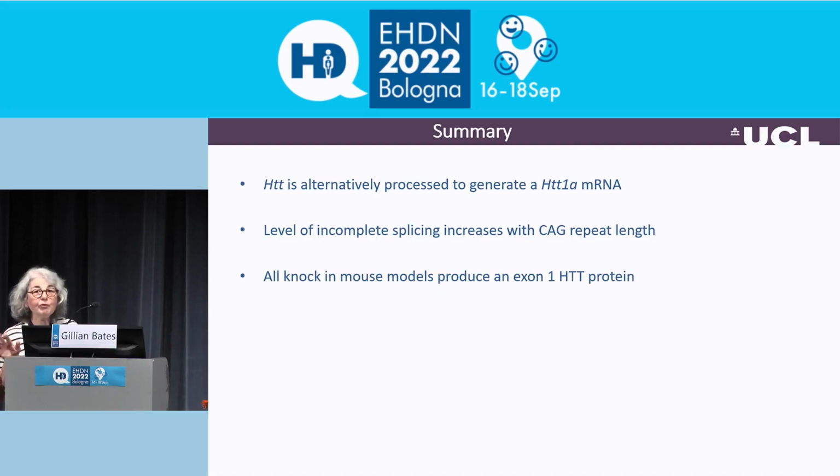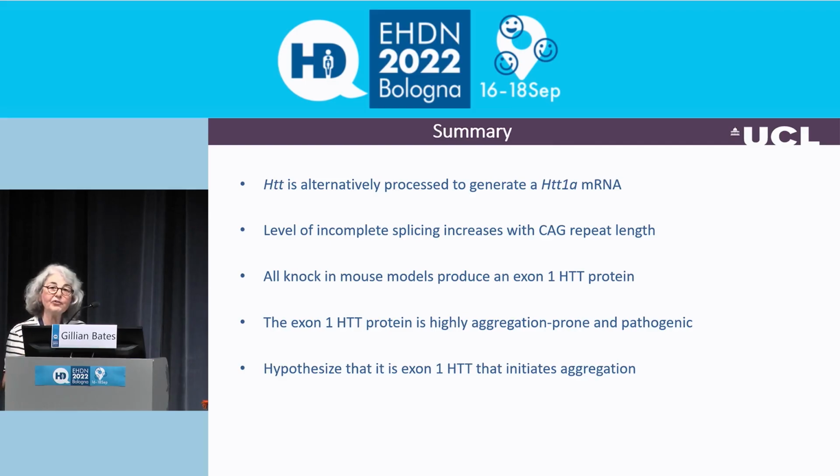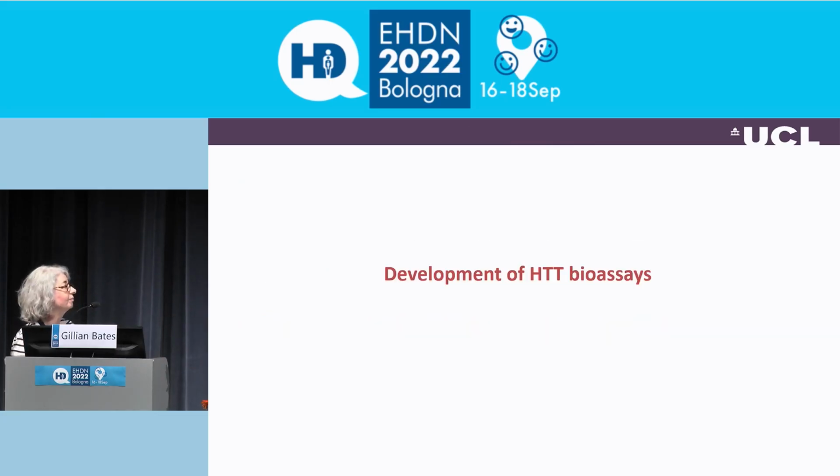All knock-in mouse models make an exon 1 protein. We know that it's very aggregation prone and highly pathogenic, and we hypothesize that it's this exon 1 protein that initiates aggregation. And therefore, in order to look at this in more detail, we have to be able to track soluble and aggregated proteins in our tissues and in our cell lines.